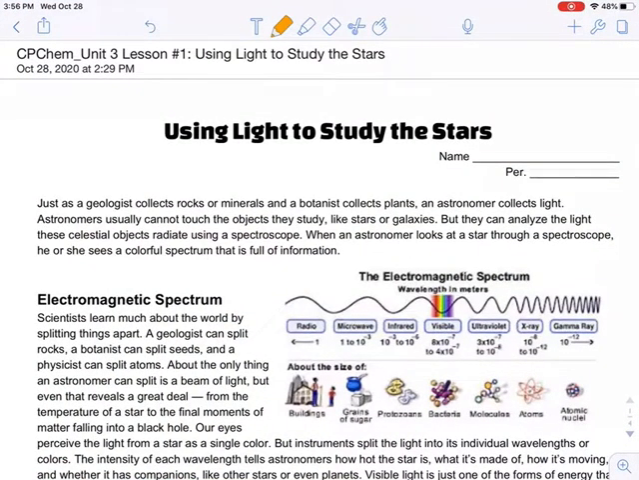Hello everybody, this video is going to show you the answers to Unit 3 Lesson 1 Distance Learning Assignment, Using Light to Study the Stars. Now the goal of this assignment was to apply some of the things we've already learned to this interesting idea that you can identify elements coming out of the stars just by the light that they emit.